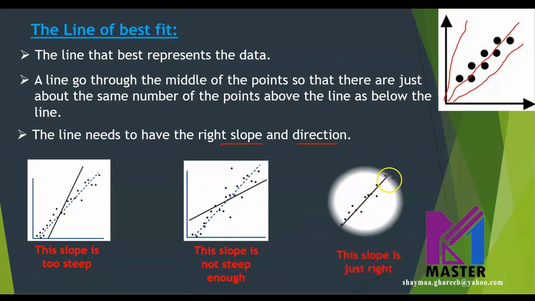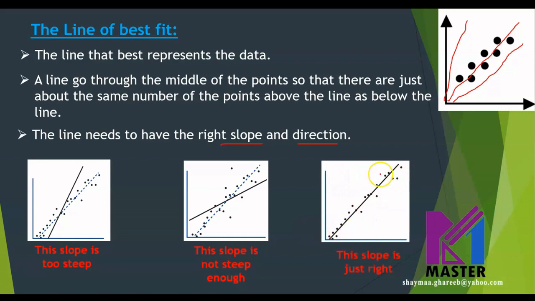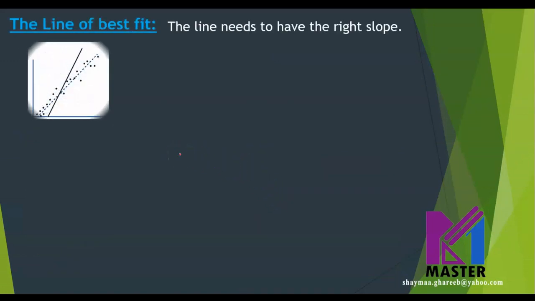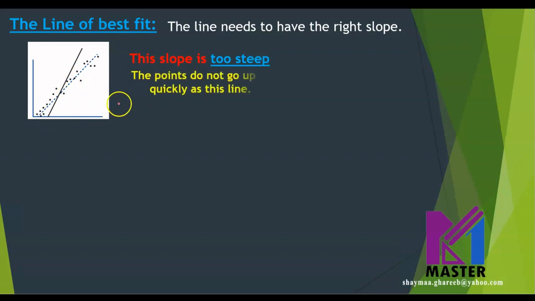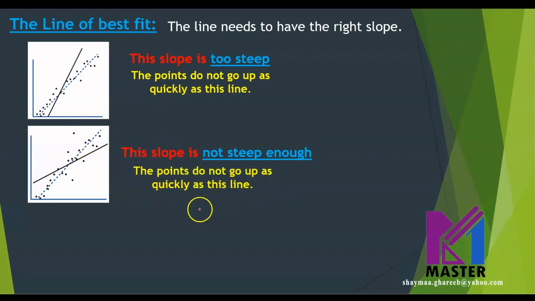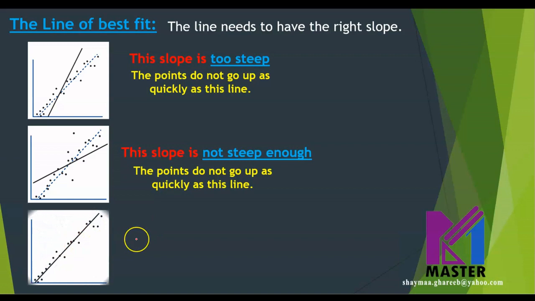What about the line here? The slope here is just right. So this line is a good line of best fit. Now let's see more cases. As we said, the slope here is too steep because the points do not go up as quickly as this line. In the second case, the slope is not steep enough because the points don't go up as quickly as this line. And the third case is when the slope is just right.